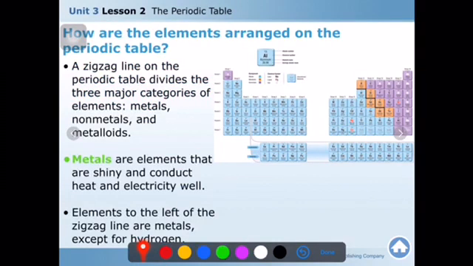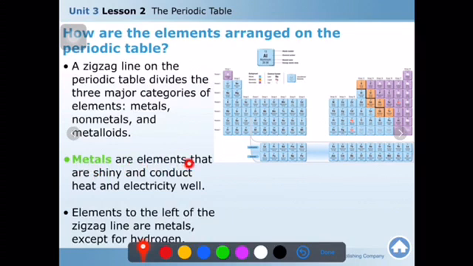Let's get started. How are the elements arranged on the periodic table? A zigzag line on the periodic table divides the three major categories of elements: metals, nonmetals, and metalloids. Now, this is the zigzag line. In your book also you are able to see this diagram.